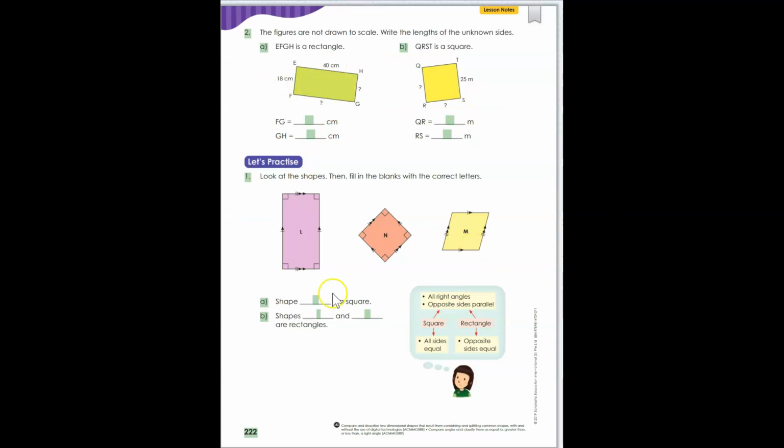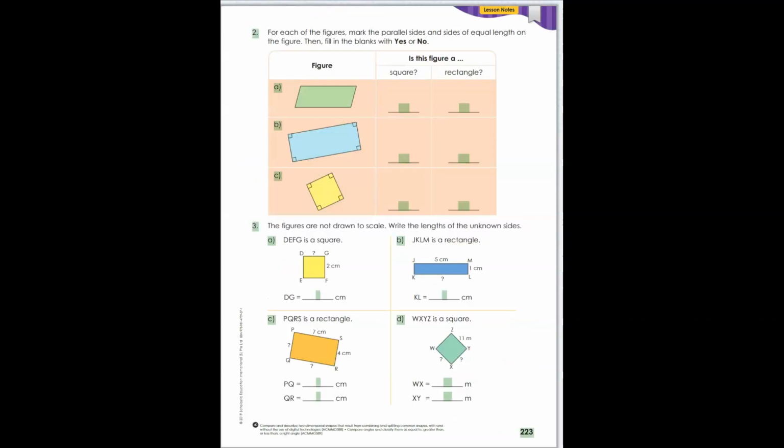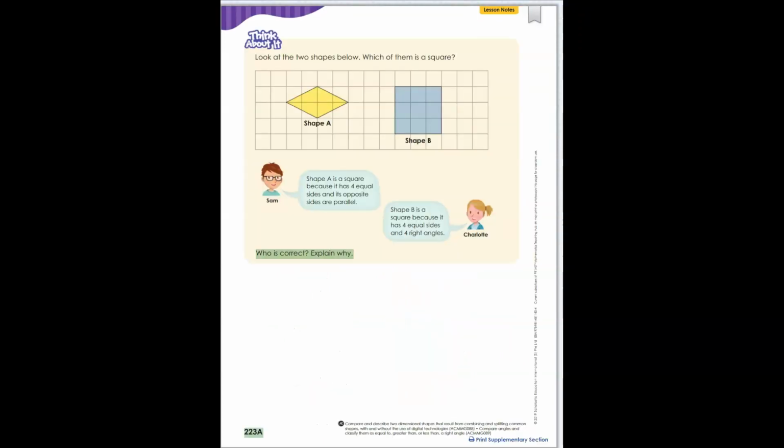I want you to continue with Let's Practice. And look, they've got all the symbols. Let's Practice is going to get you deeper into your learning and it's going to consolidate that learning. Don't let it scare you. You do one question at a time and you'll probably think about it as your extension.